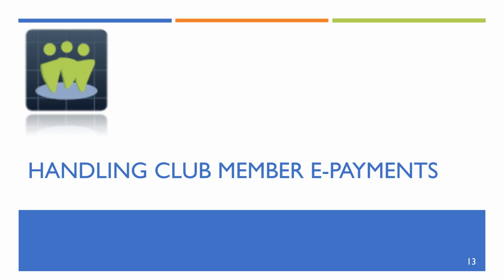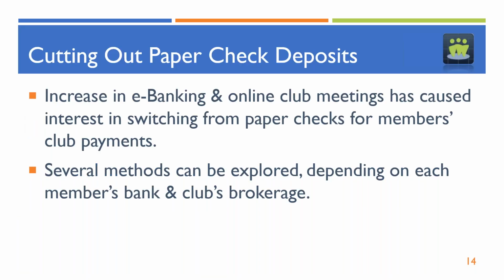We also get a lot of questions about how club members might be able to pay electronically. And certainly the increase in e-banking and online club meetings has really raised that interest. A lot of people would just rather get away from paper checks. I personally saw my checkbook this week for the first time in probably 2 years, and realized I had not written a paper check in more than 2 years. Everything is done electronically, online, and so we can understand how club members are interested in getting rid of those paper check transactions.